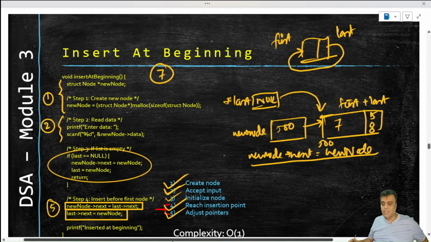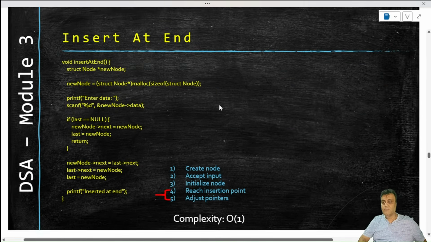So we now have that, and because we have changed that, our last now cannot be null, right? So our last now has to point to the new node. So we will say last is equal to new node. So last will become 500. That's your use case 1, where the list was empty. And of course, for the beginning, the order of complexity will be 1.